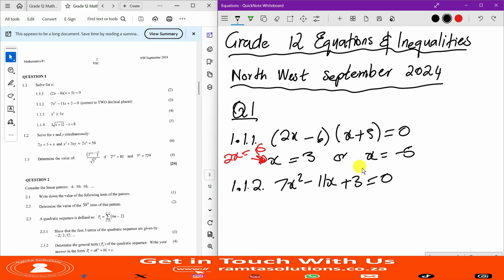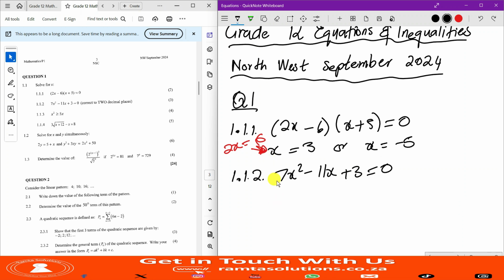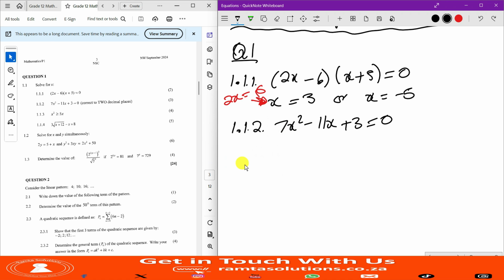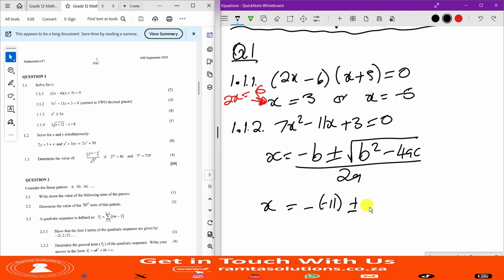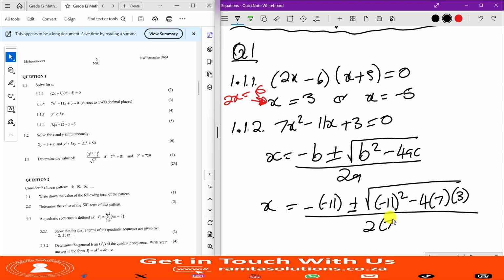When you see such questions, they are basically telling you to use the quadratic formula. The quadratic formula is given in the information sheet. It is the first formula: x equals minus b plus or minus the square root of b squared minus 4ac, all over 2a. So what is the value of b? The value of b is negative 11. The value of a is 7. The value of c is positive 3.